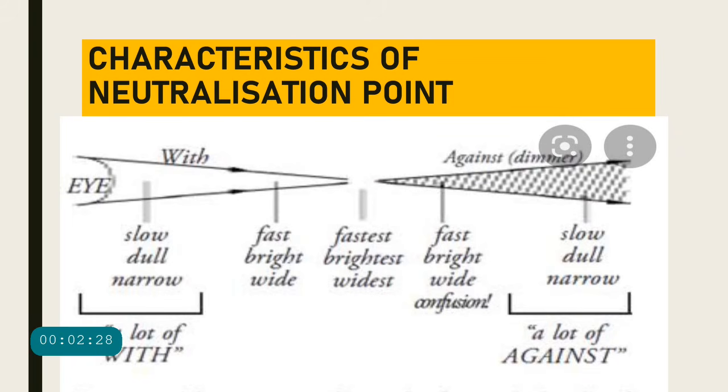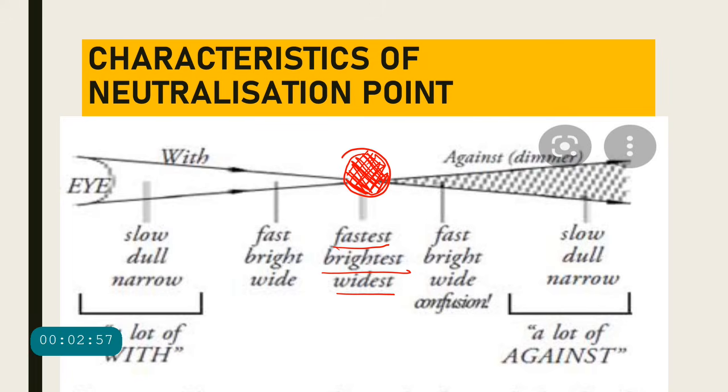So what are the characteristics of the neutralization point? So at a point of neutralization, when the pupil is totally filled up, the reflex will actually be the brightest, the widest, and the fastest. Okay, if it is moving, it will move really fast, and sometimes you might not even be able to detect that movement, and you will say there's no movement at the neutralization point. And the reflex will be really bright and it will be widest. That streak will become really wide.